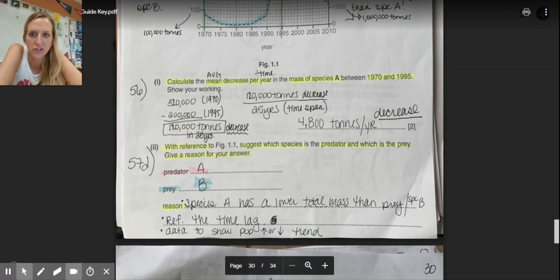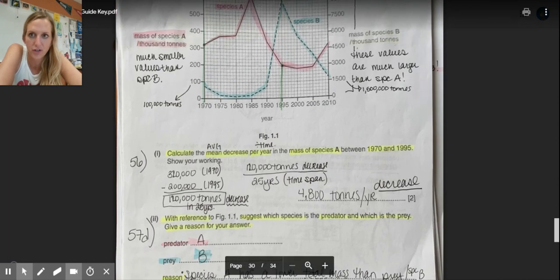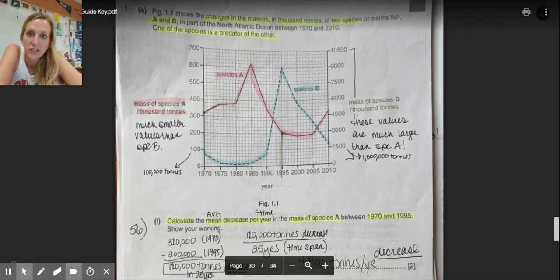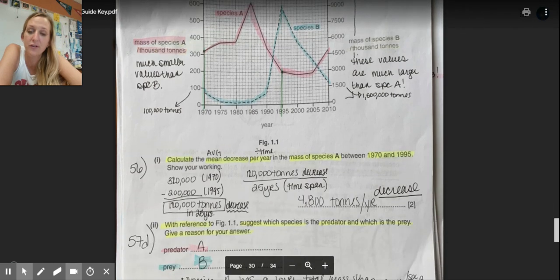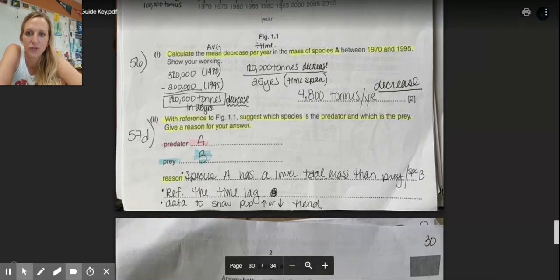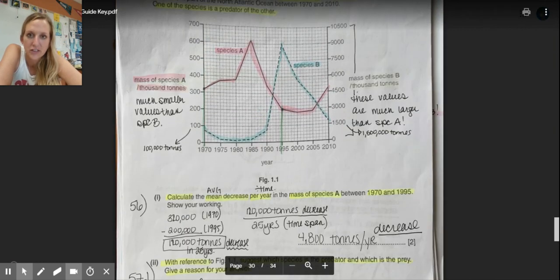Okay, cool. And so 57 is going to be my last one for predator-prey. Okay. This one can get confusing, so color coding is helpful. So we're looking at changes in the masses in thousands of tons of two species of marine fish, A and B, in the North Atlantic Ocean between 1970 and 2010. One of the species is a predator of the other. So immediately, we want to figure out who's the predator, who's the prey. I know that's question 57, but look at your values.